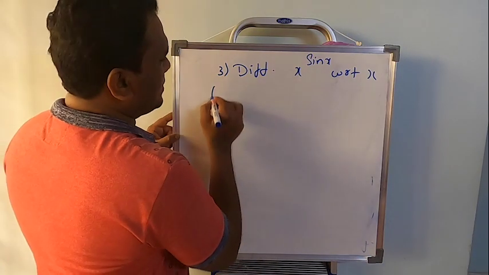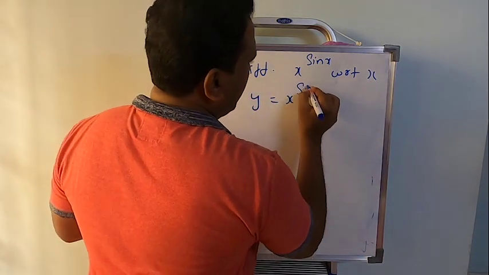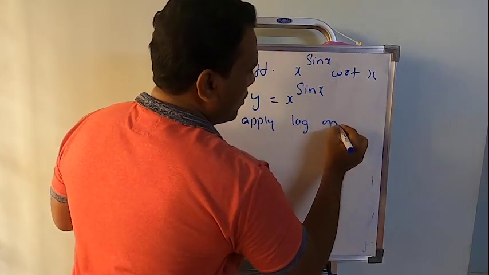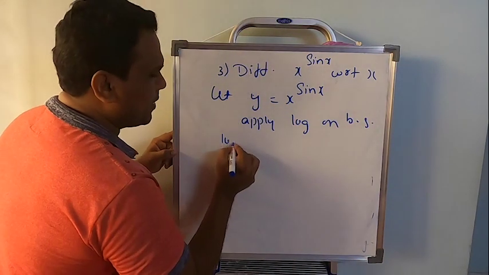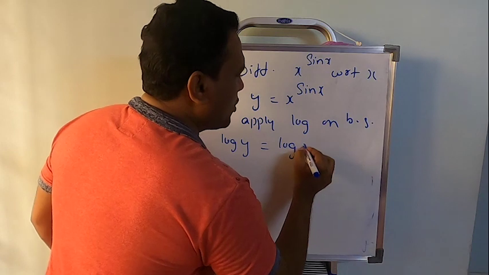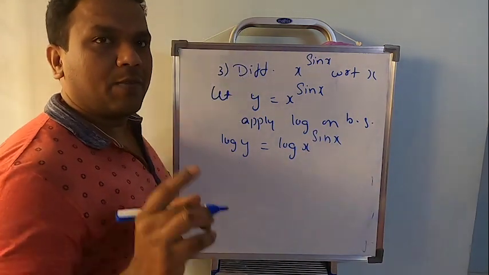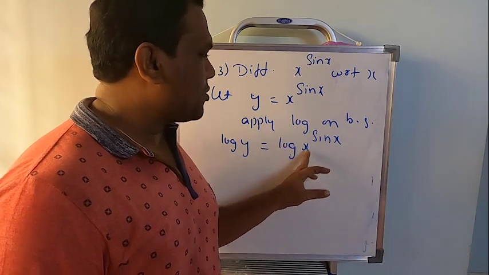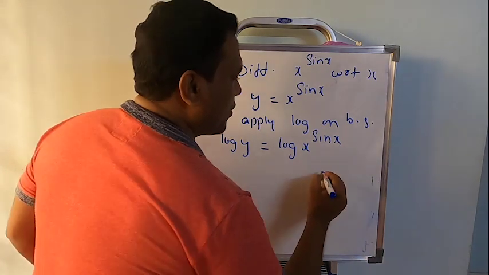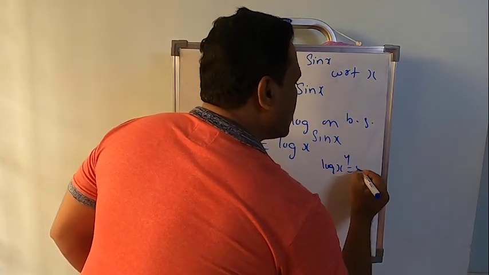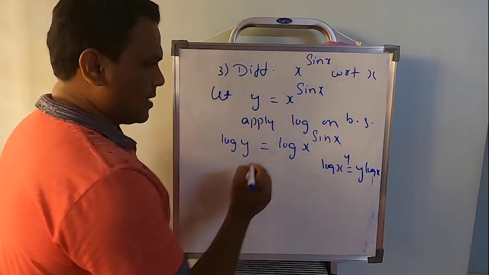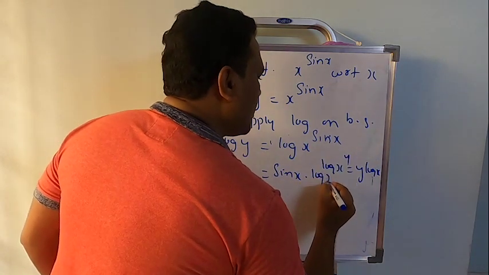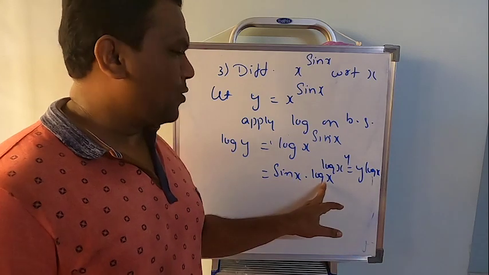Now to do this, let's consider y is equal to x to the power sin x. So what I say is apply log on both sides. The left hand side will be log y, the right hand side will be log of x to the power sin x. Apply the first formula of log that I listed just before. It's in the form log of x to the power y, which is equal to y multiplied by log x. So this will become sin x multiplied by log x.